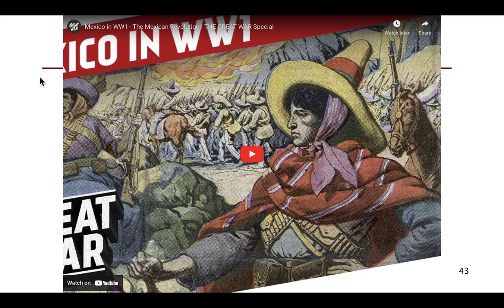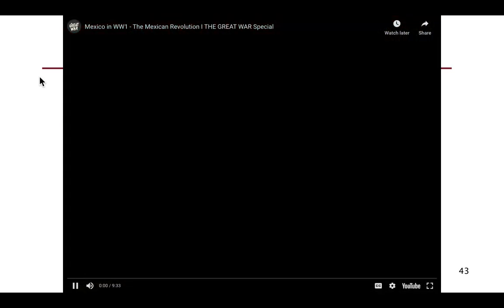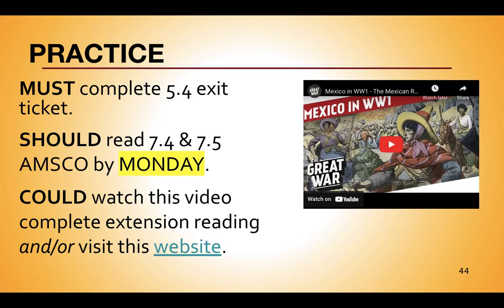I will put the codes for those. I forgot to put the codes up, but I'll put the codes for those 2 exit tickets on the board for you. And then that's really all you need to complete for today. Please do watch that Diaz video from a little bit earlier. And then, like I said, if you finish the reading and both exit tickets, then I would recommend watching this Mexico World War One. And just a reminder that you should have the 74-75 AMSCO that's due on Monday. I will be back tomorrow.